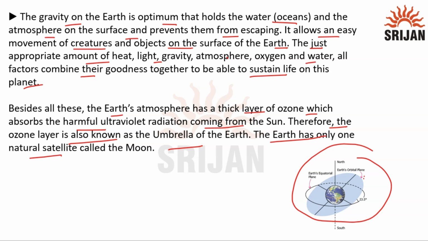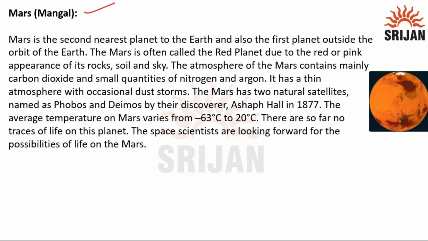Moving ahead, the next planet is Mars, which is also known as Mangal, the second nearest planet to the Earth, and also the first planet outside the orbit of the Earth. Mars is often known as the red planet due to the red or pink appearance of its rock, soil, and sky. The atmosphere of Mars contains mainly CO2, carbon dioxide, and small quantities of nitrogen and argon. It has a thin atmosphere with occasional dust storms.